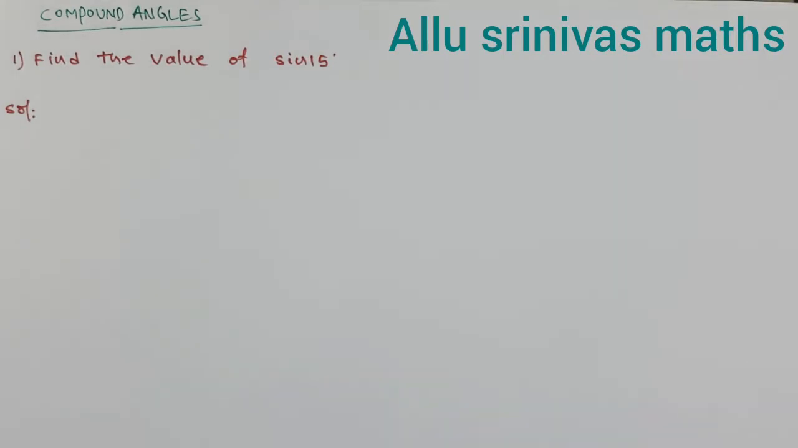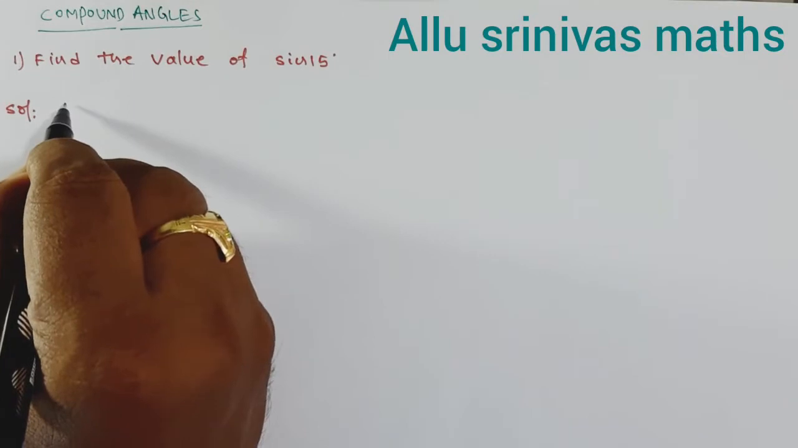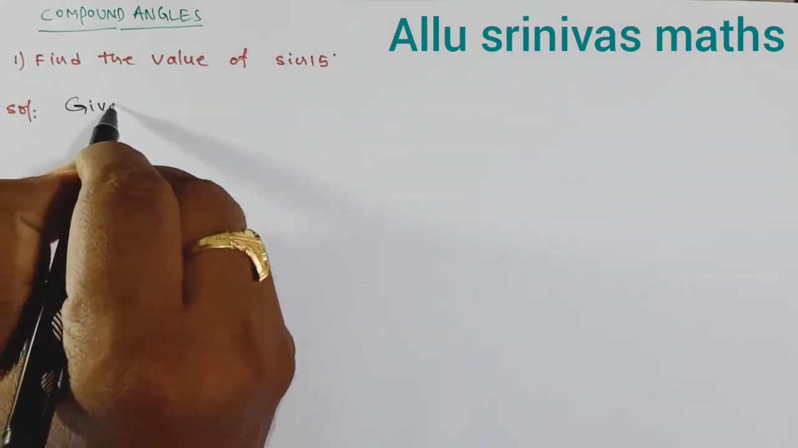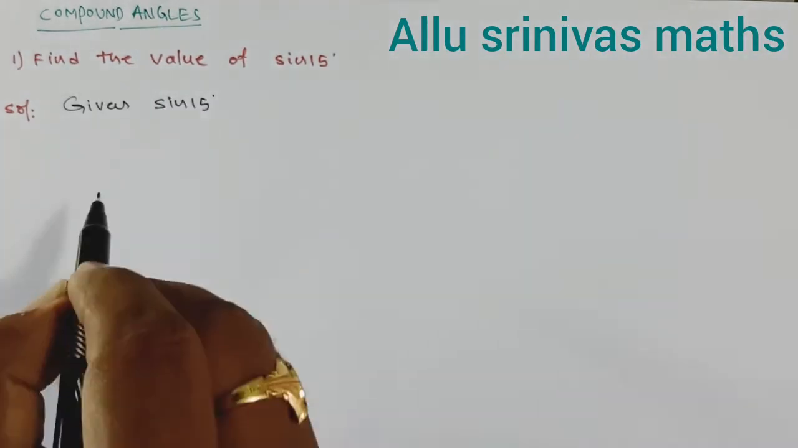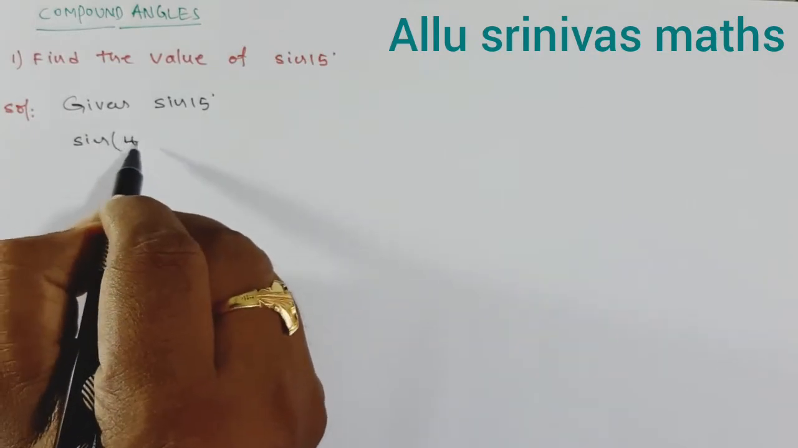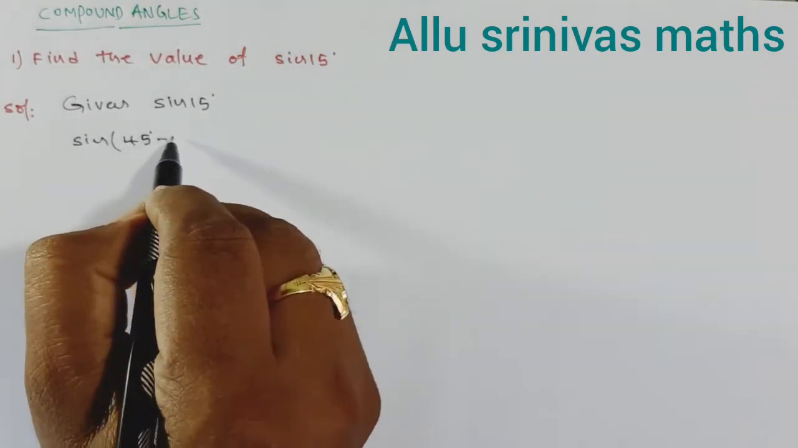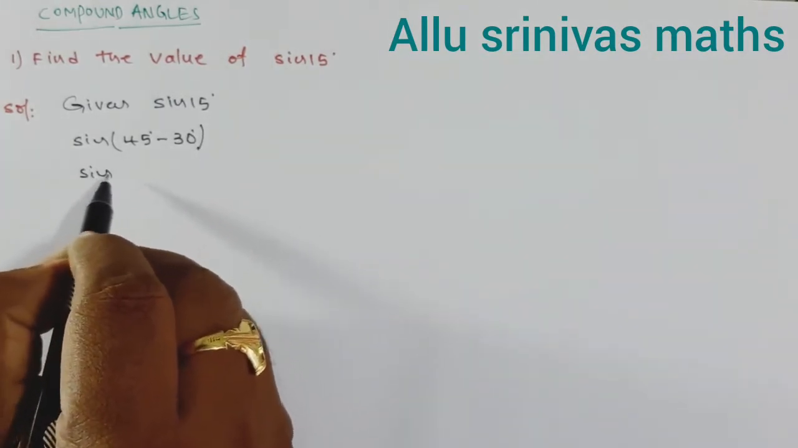Now we discuss another concept in compound angles. First we have to remember the formulas of compound angles, then we can easily solve the problems. The question is: find the value of sine 15 degrees. 15 degrees can be written as known angles, for example, 45 minus 30 or 60 minus 45 degrees. 15 cannot be written as 50 minus 35 because we do not have the values of 50 and 35.